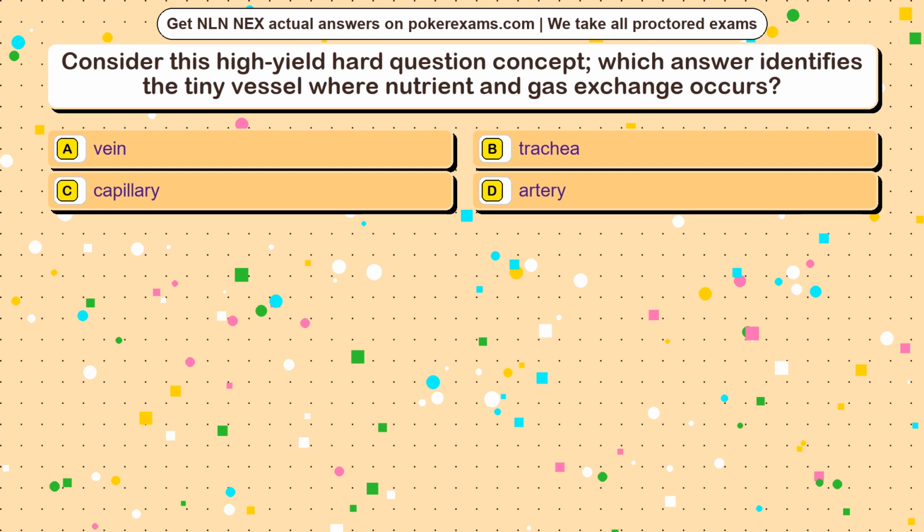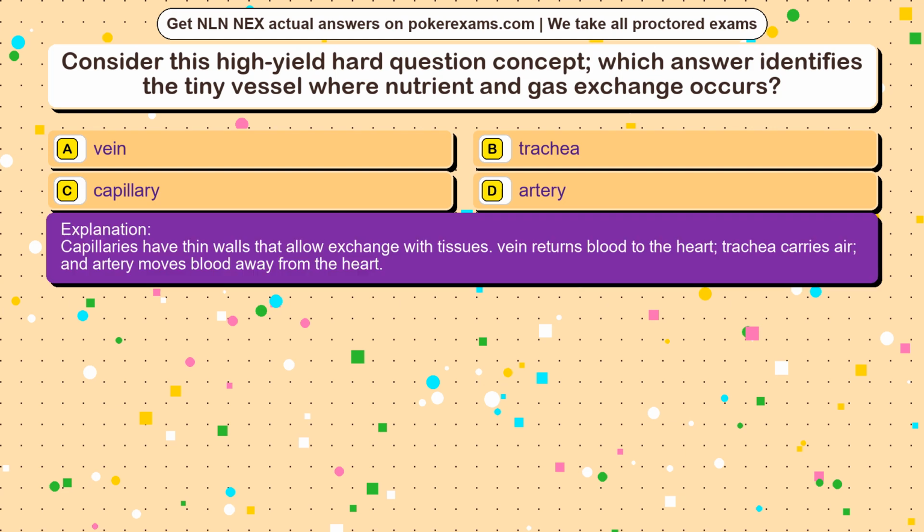The correct answer is option. Capillaries have thin walls that allow exchange with tissues. Vein returns blood to the heart, trachea carries air, and artery moves blood away from the heart.